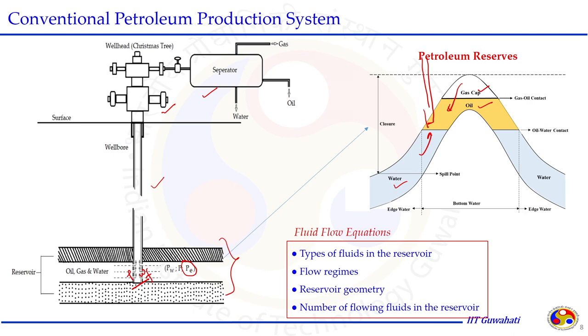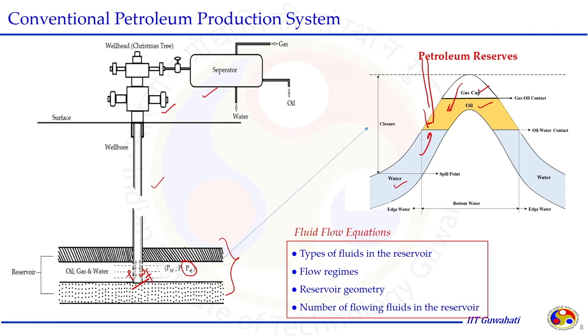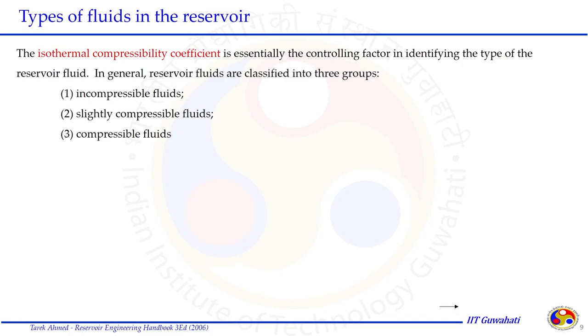So when we want to understand how the fluid is produced from reservoir to the wellbore, we need to understand certain aspects: the types of fluid in the reservoir, the flow regime that exists in the reservoir, the reservoir geometry, and the number of flowing fluids in the reservoir. On top of that, the flow equation that characterizes the performance of the reservoir, how the fluid is flowing through porous media. For the types of fluid in the reservoir, the isothermal compressibility coefficient is one of the important parameters that determines how compressible the fluid is.